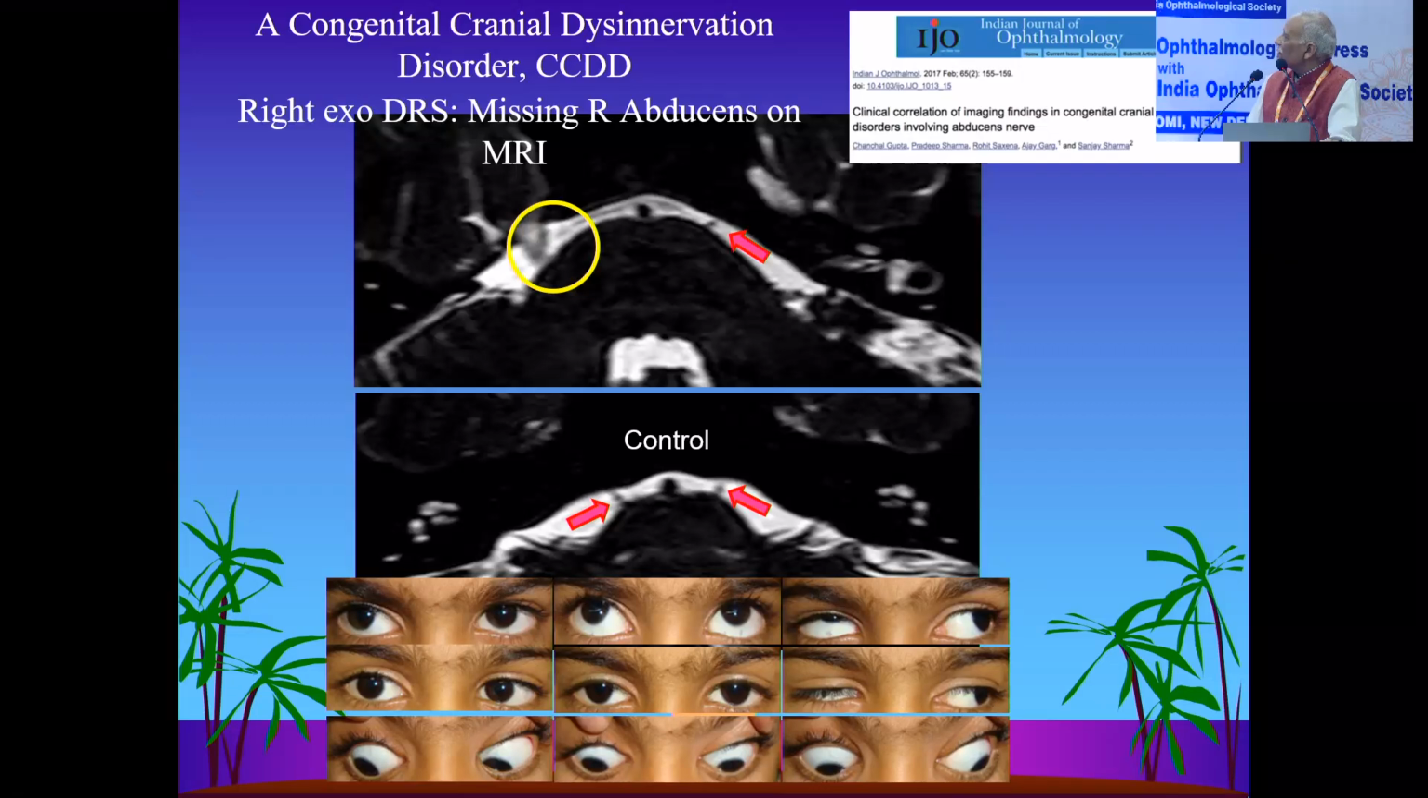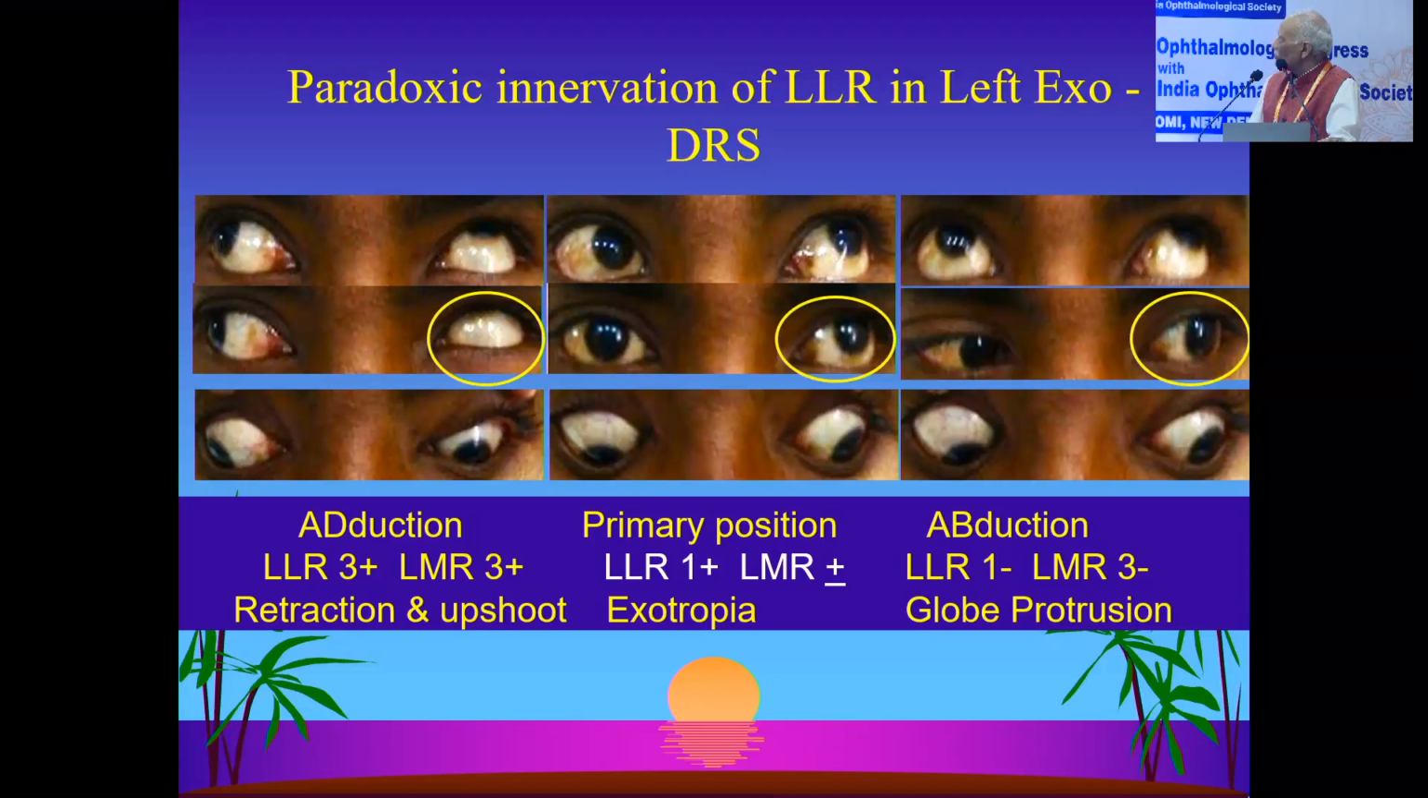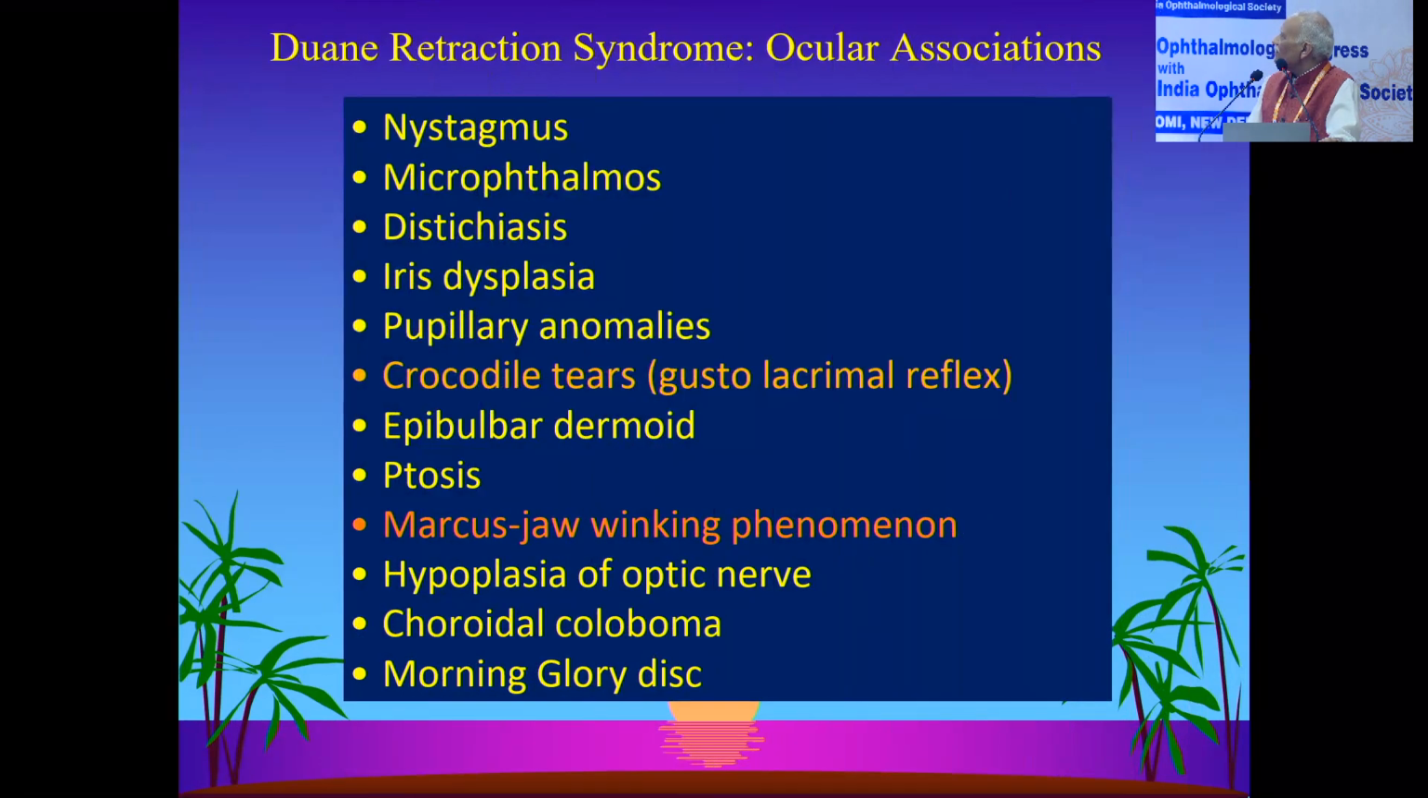So in these studies, if you see the MRIs, you will see that there is a missing sixth nerve or the pons. And as we can explain the paradoxic innervation, we need to tackle it in the same manner. Also remember, there are associated ocular problems which are there.